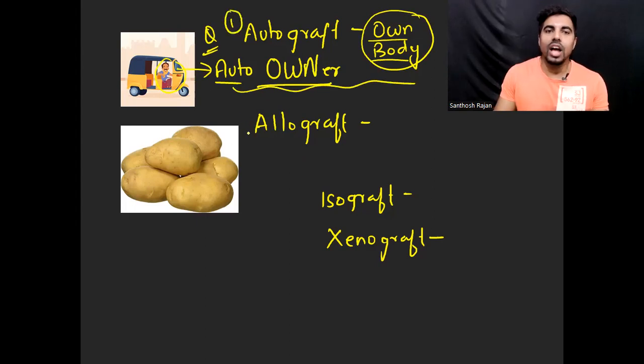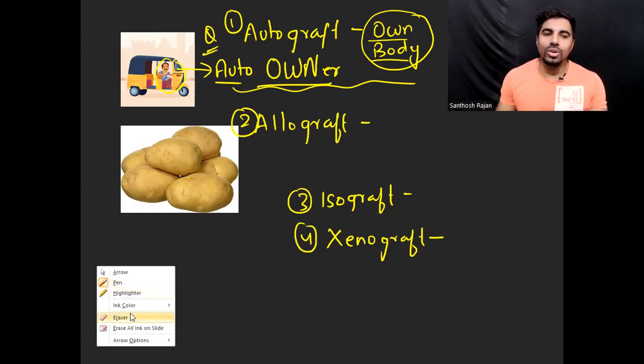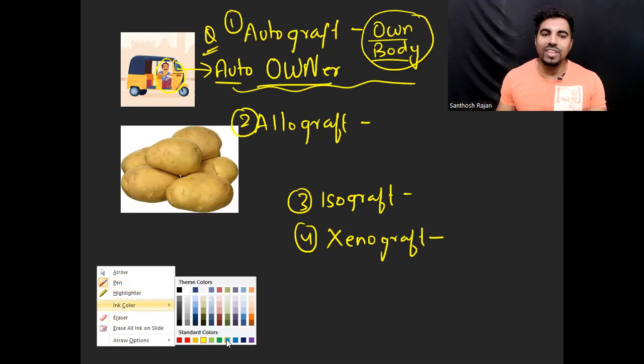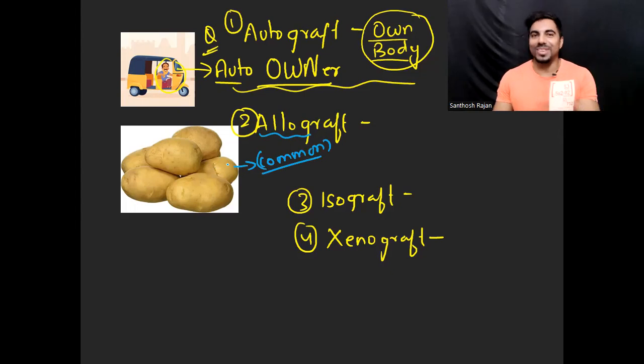Next, allograft. What is allograft? Why did I write allo? Allo is the most common vegetable. Everybody uses aloo, right? Aloo is potato in Hindi, for South Indian students who don't know. So aloo is the common one. Which is the most common graft we use?